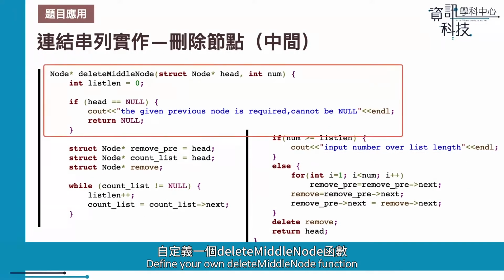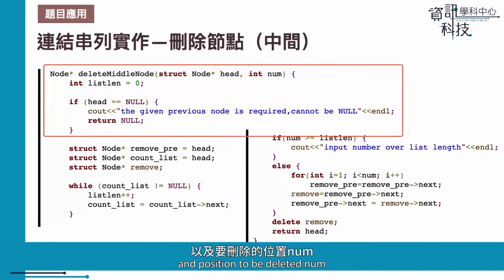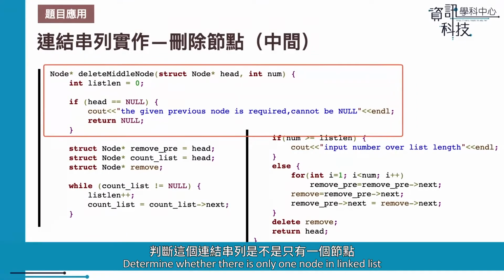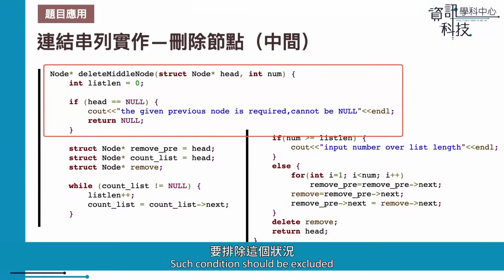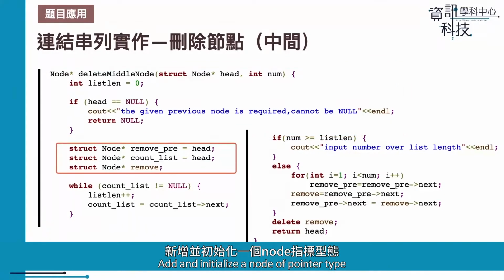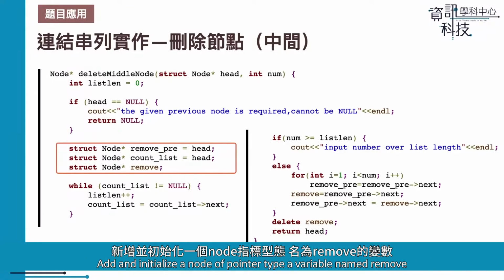Define your own delete middle node function, of which parameters represent the memory address of the head of a linked list and the position to be deleted, num. Determine whether there is only one node in the linked list. If so, it represents the head is at the beginning as well as at the end. Such conditions should be excluded. Add and initialize a node of pointer type, two variables named removePre and countList, and point them both to head. Add and initialize a node of pointer type, a variable named remove.